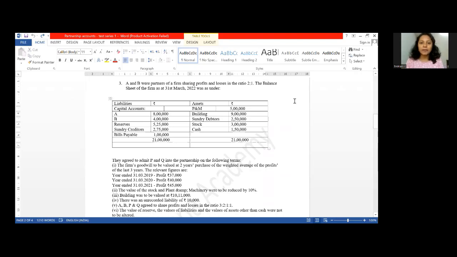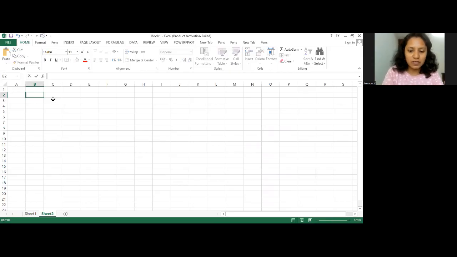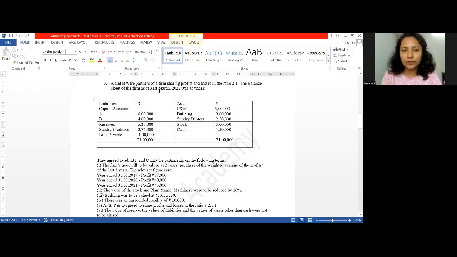A and B are partners of a firm sharing the profit and losses in the ratio 2:1. Whenever you have a question on partnership, start recording the details along with reading the question. As soon as you read the question, immediately start noting down the points in your answer sheet. So the old profit sharing ratio is 2:1. The balance sheet of the firm as on 31st March 2022 is given.